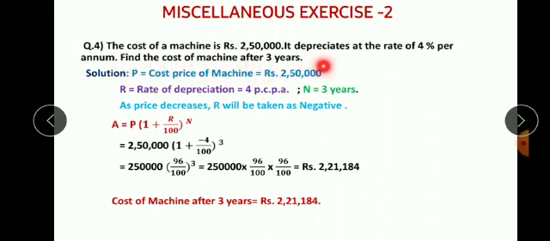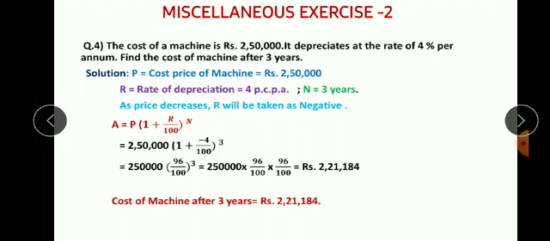See children, here what is given? Cost of a machine means P is given. So P is the cost price of the machine, which is equal to rupees 2,50,000. And again it depreciates at the rate of 4% per annum. Depreciation means the rate of depreciation R is given as 4 percent per annum.